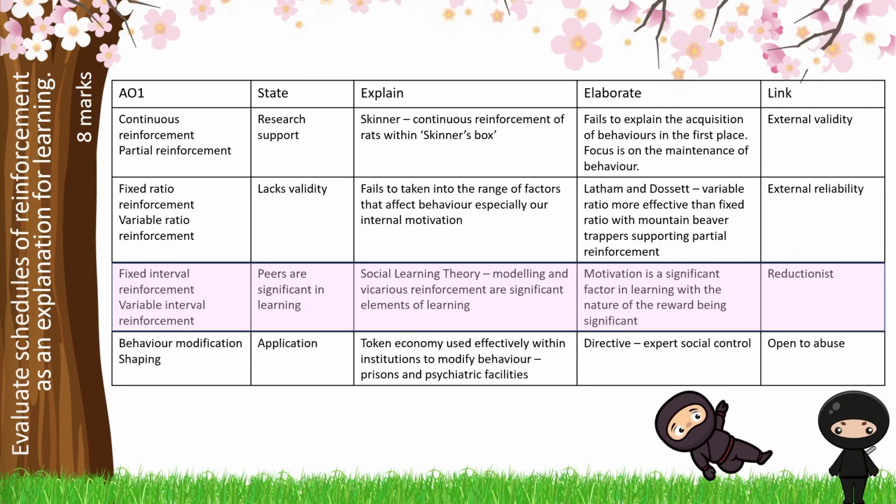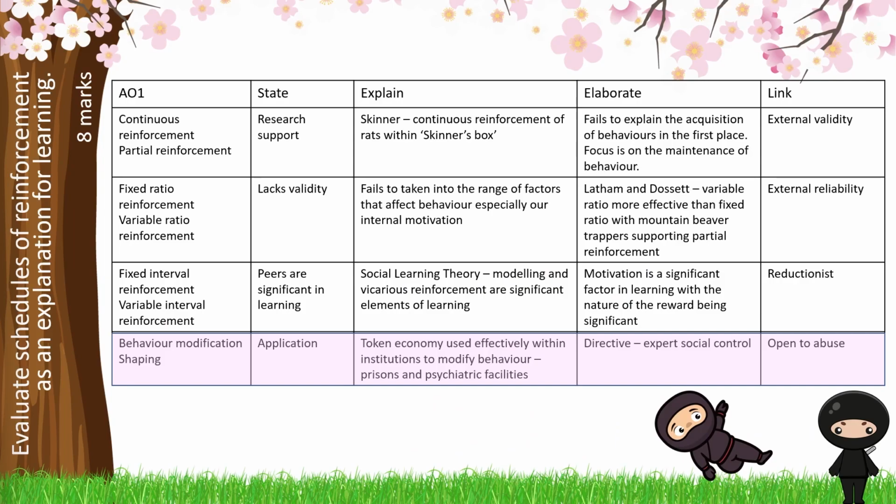Our next thing is to talk about fixed interval and variable interval, and here we're going for a different theory, that actually peers are significant in learning. Social learning theory is our alternative, and this is a better explanation because vicarious reinforcement is significant in learning. We do not need these schedules of reinforcement to necessarily happen to us. Extending this further, we're then going to talk about motivation being a key factor within our reinforcement, that we have to want those reinforcers in order for it to be effective in our behaviour. Therefore, schedules of reinforcement as an explanation for learning is reductionist. It's too simplistic.